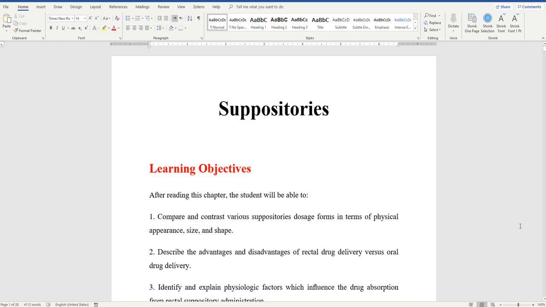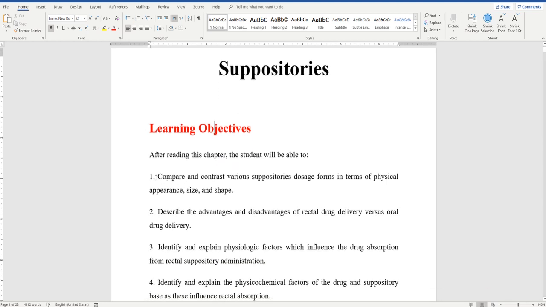Now, as usual, we will start talking about the learning objectives. Here, we are discussing the things that you should be able to answer or do by the end of this topic. First of all, you should be able to compare between different suppository dosage forms. There are different suppository types, and they differ in their size, physical appearance, and shape. We will discuss these types and their physical appearance, and you should be able to differentiate between them.